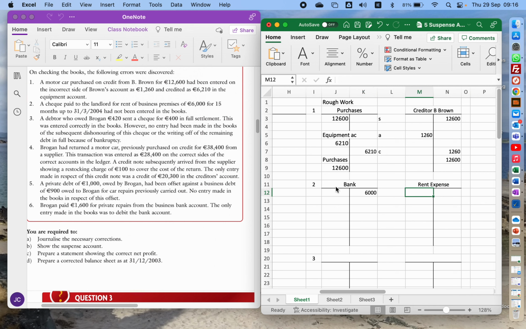Now the rent expense, and this is where we look at the dates. It was for 15 months up to the 31st of the 3rd. So that means 12 months was used up this year, and the remaining 3 months was for next year. So the rent expense is going to be the £6,000 that we paid multiplied by 12/15. So it's 15 months involved. 12 of those 15 months is an expense of this year. And the remaining is going to be a rent prepaid.